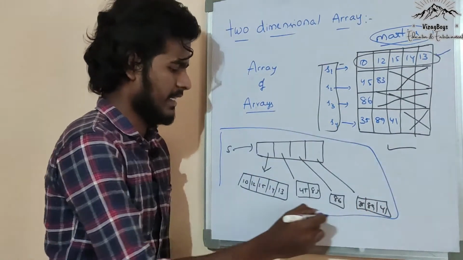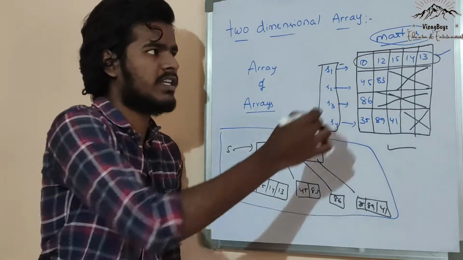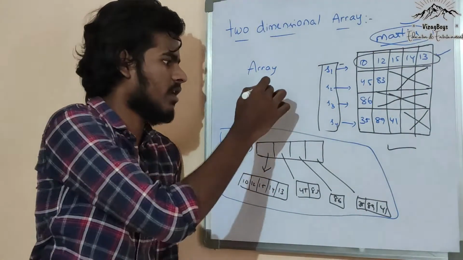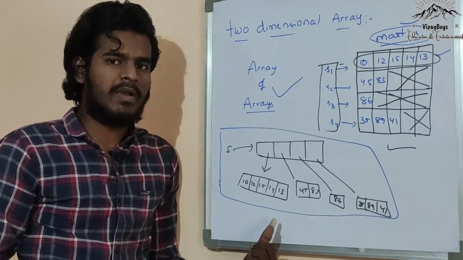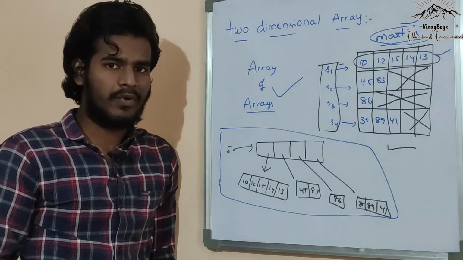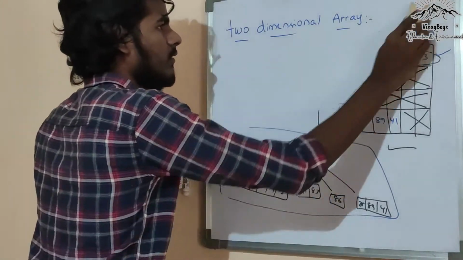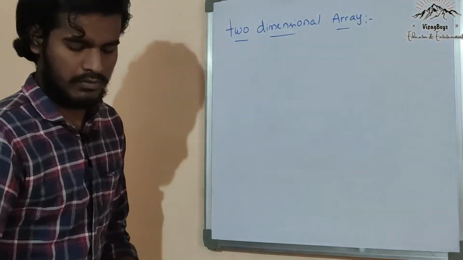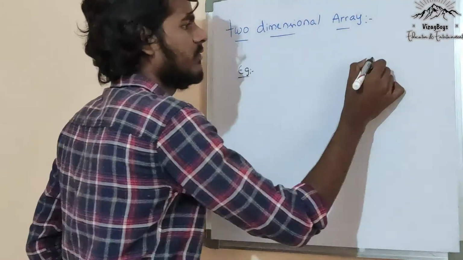In Java, a two-dimensional array is not implemented by using matrix style. Some people followed the array of arrays approach. The main advantage of this approach is that memory utilization will be improved. Here is the example.